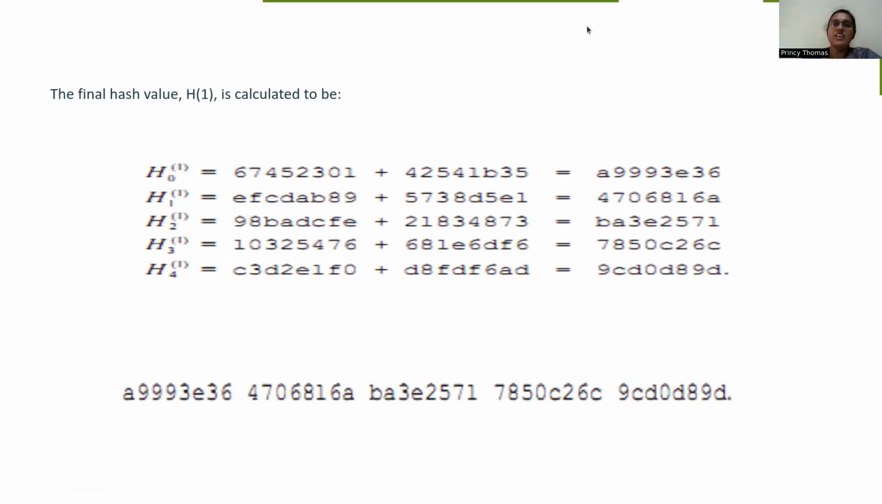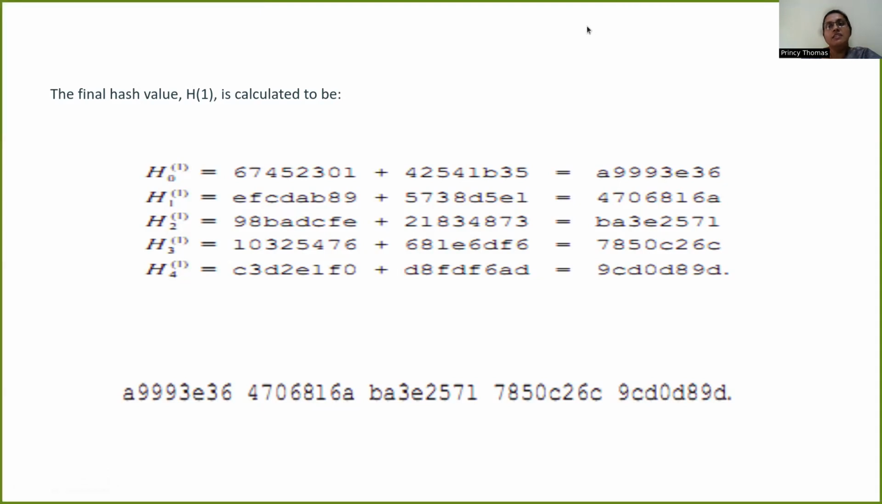And with this, we are concluding today's lesson. Both MD5 and SHA-512 are popular hashing algorithms, which are part of our syllabus.